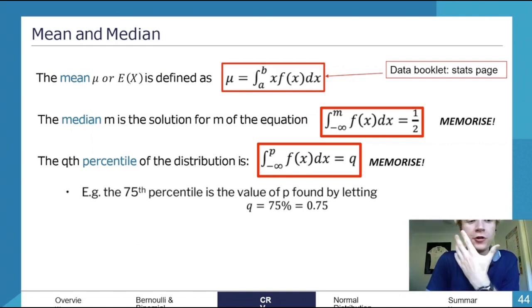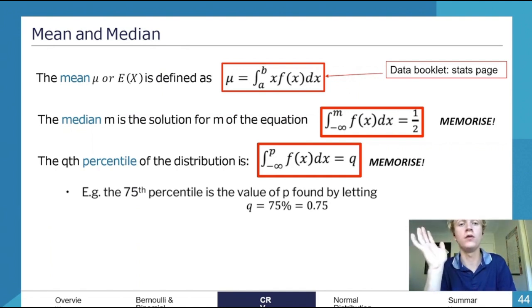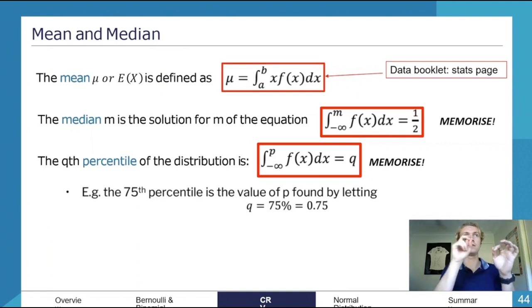However, you don't know the median and you don't know the percentile yet. So one thing I will get you to memorize, one thing I will get you to write down, are these two formulas here. A median is another measure of central tendency, being what actually is the middle. The mean is like the average, but the median is if we arrange all the numbers in order, the middle one. So we can actually solve for the median.